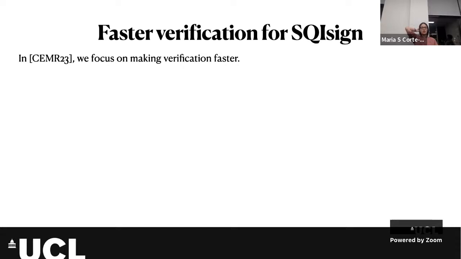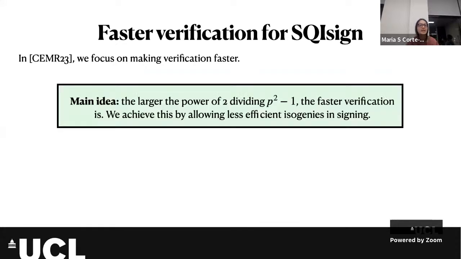Well, recently in joint work with Jonathan Erickson, Michael Meyer, and Klein Reinders, we focused on making verification faster. Again, we use this idea that the larger the power of 2 dividing p²-1, the faster verification is. So what we do is we bump up the power of 2 in p²-1. This will mean that the other odd factors are not going to be as smooth, so we get less efficient signing. But for many applications, fast verification is a priority over fast signing.